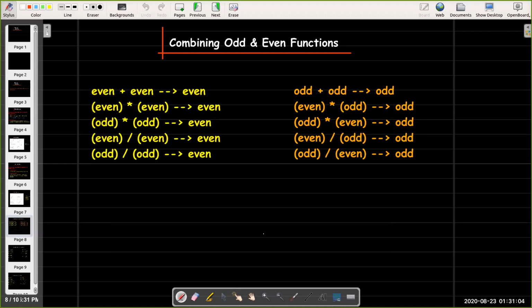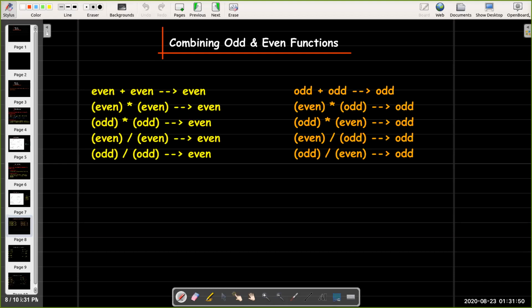Normally, if we combine an odd function and an even function, we are not going to get a symmetric function. But there are some common ways of combining functions which will provide us with an even or odd function. For example, if I add an even function with another even function, the result is an even function. Similarly, if I add an odd function with another odd function, the result is an odd function.